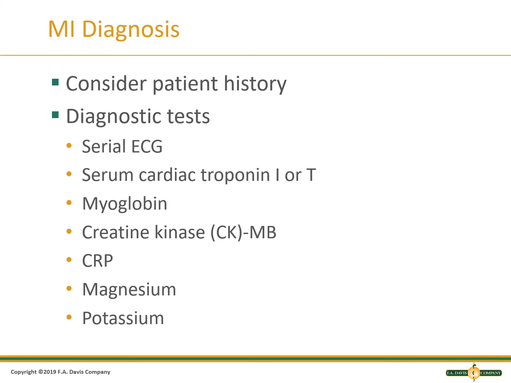For the patient to be diagnosed with MI, consider the patient's history. Also, diagnostic tests such as ECG, levels of serum cardiac troponin I or T, myoglobin, and creatinine kinase CKMB can be completed. ECG typically shows the areas of infarction as well as ischemia. Serial ECGs monitor changes indicating damage or ischemia. Check magnesium and potassium levels as both are essential for a normal cardiac function, especially during diuretic therapy.